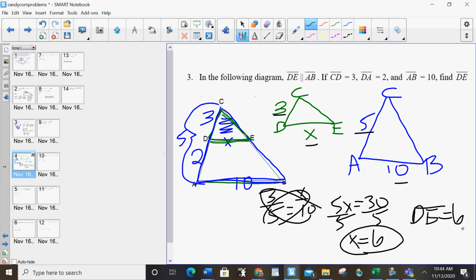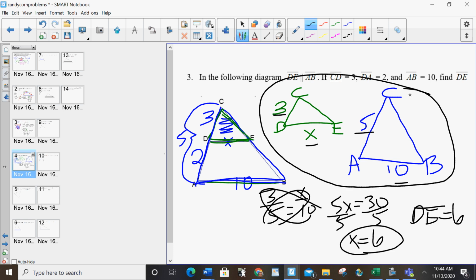So if the bases are involved, separate the triangles, fill the information in. Be careful, you may have to add or subtract pieces, and go from there.